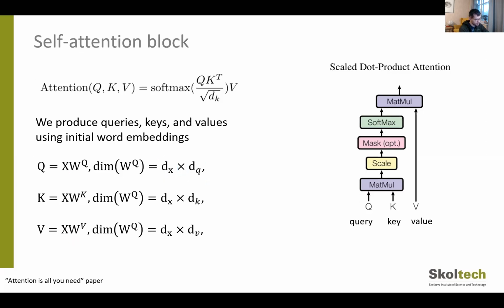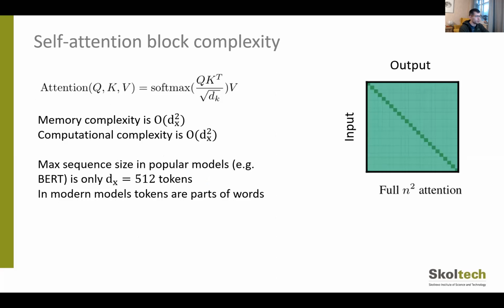We call that self-attention, and the complexity of processing this kind of data depends on the length of the sequence. It's n squared. When we have n tokens in our sequence, we calculate the output of our attention layer using O(n squared) operations. And what's even more important is that the memory requirement is also n squared.